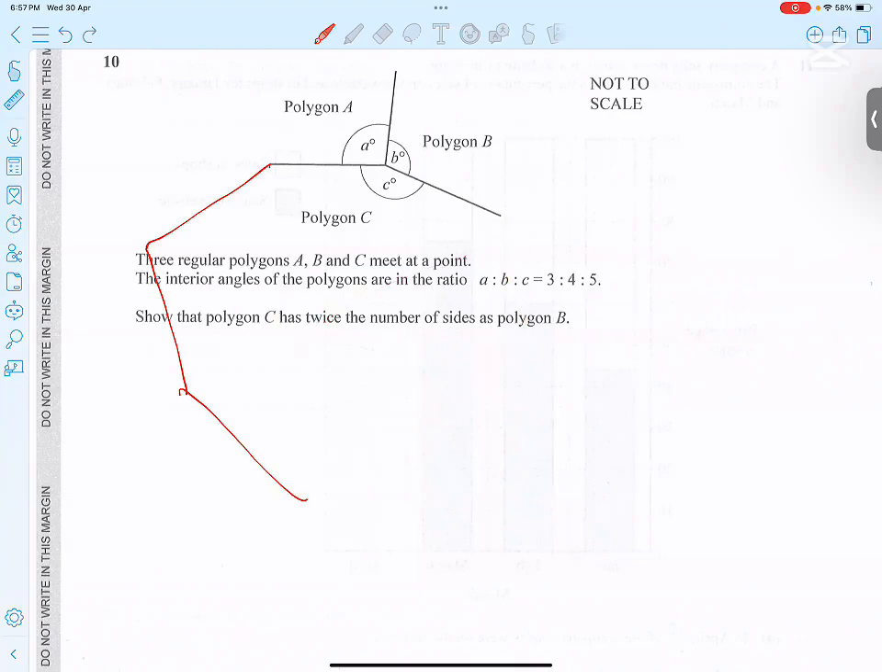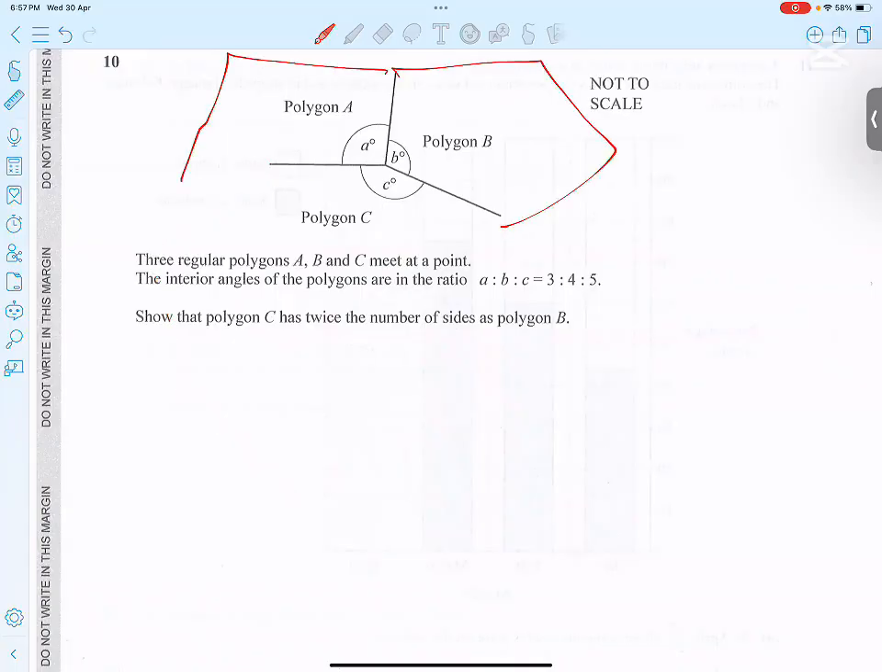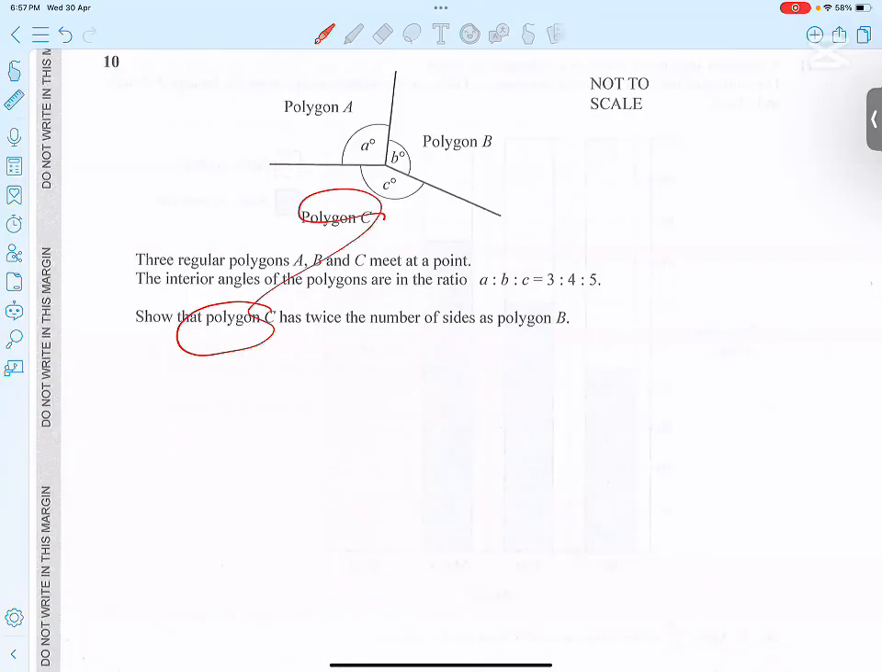Same way we have another polygon on the top, which you can see here. This is a second polygon, and this is a third polygon. So there are three polygons we have. Prove that C has twice as many sides as compared to B. So we have to care about these two angles. So how to do it?